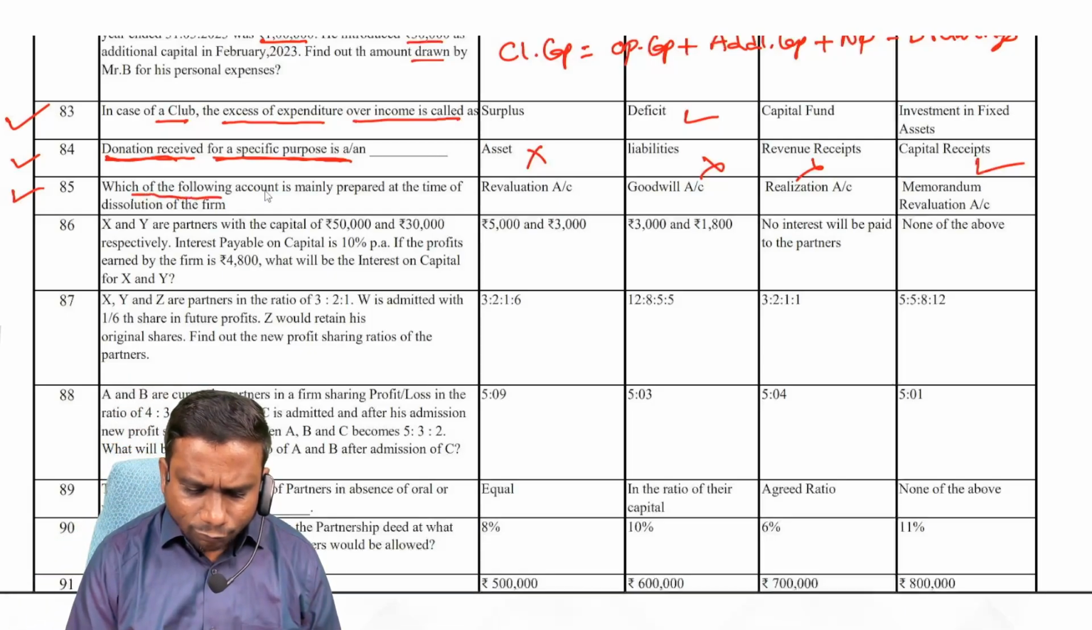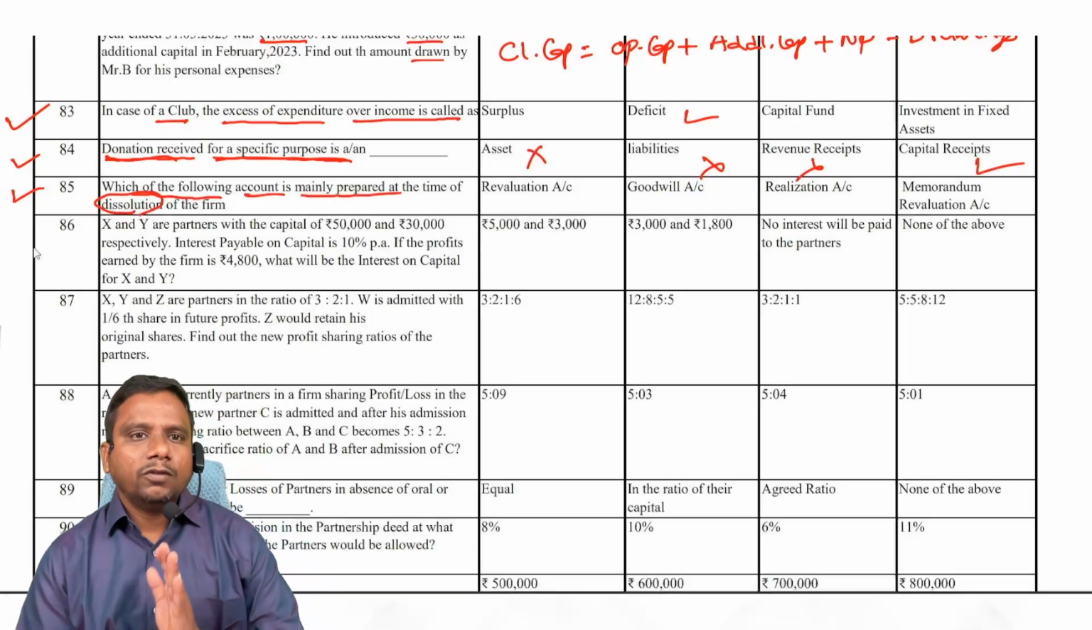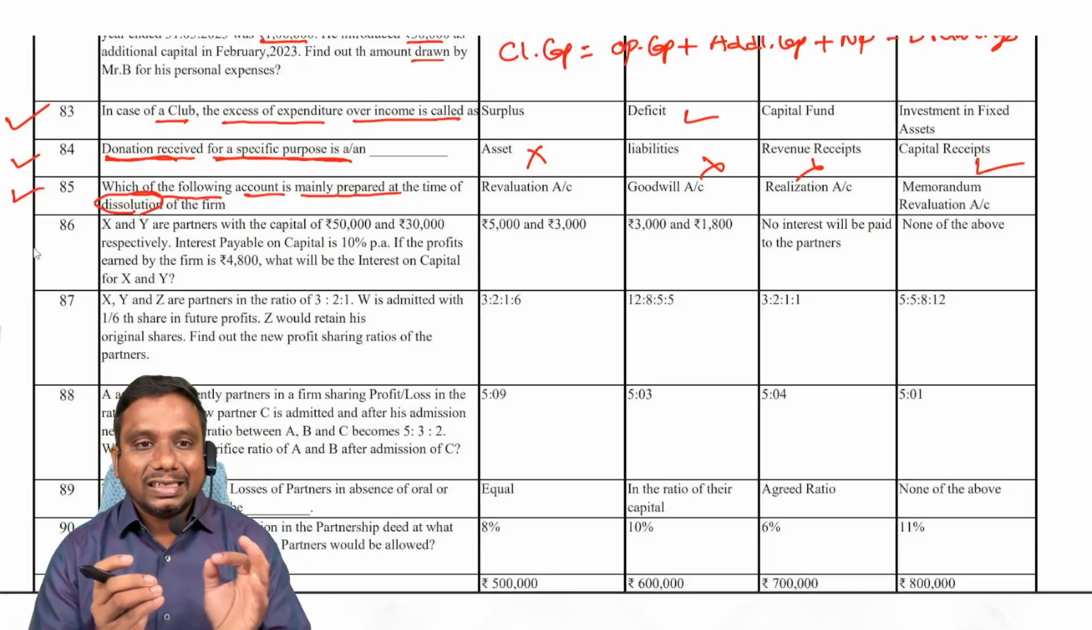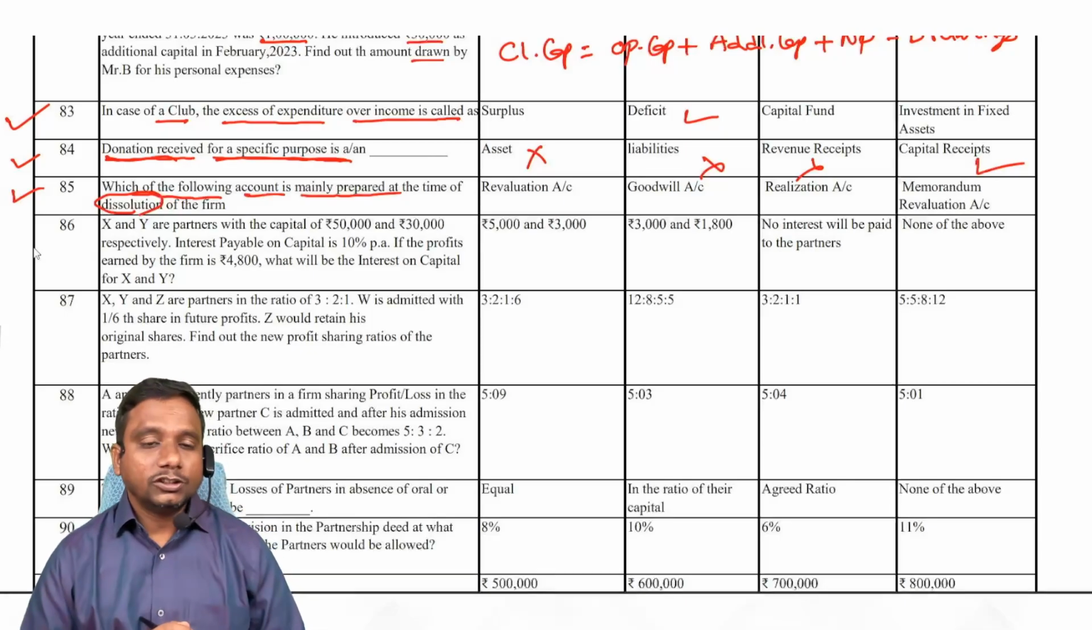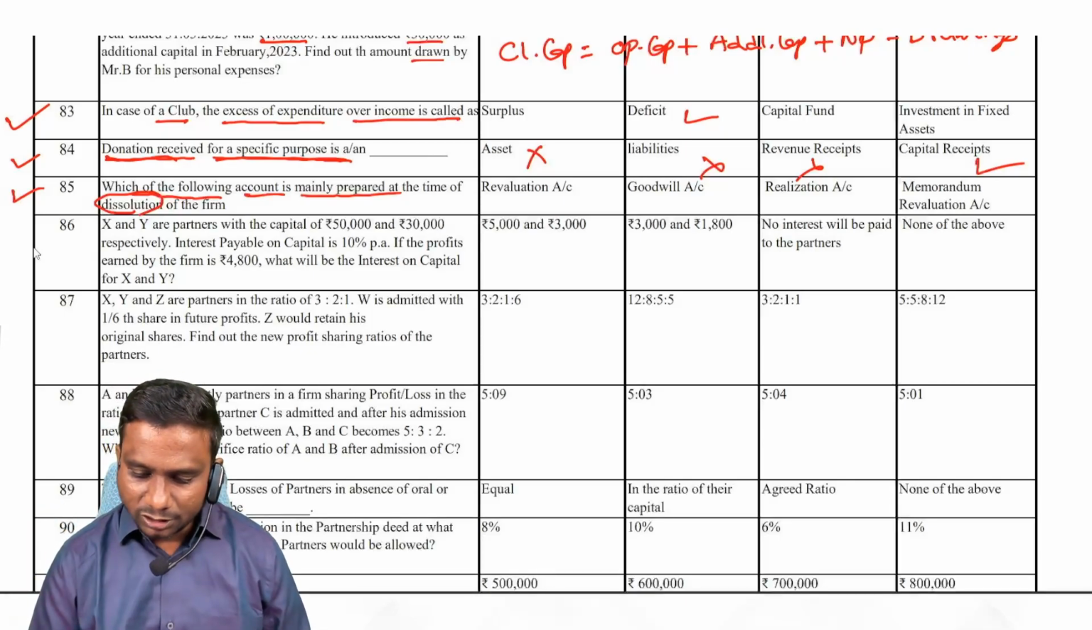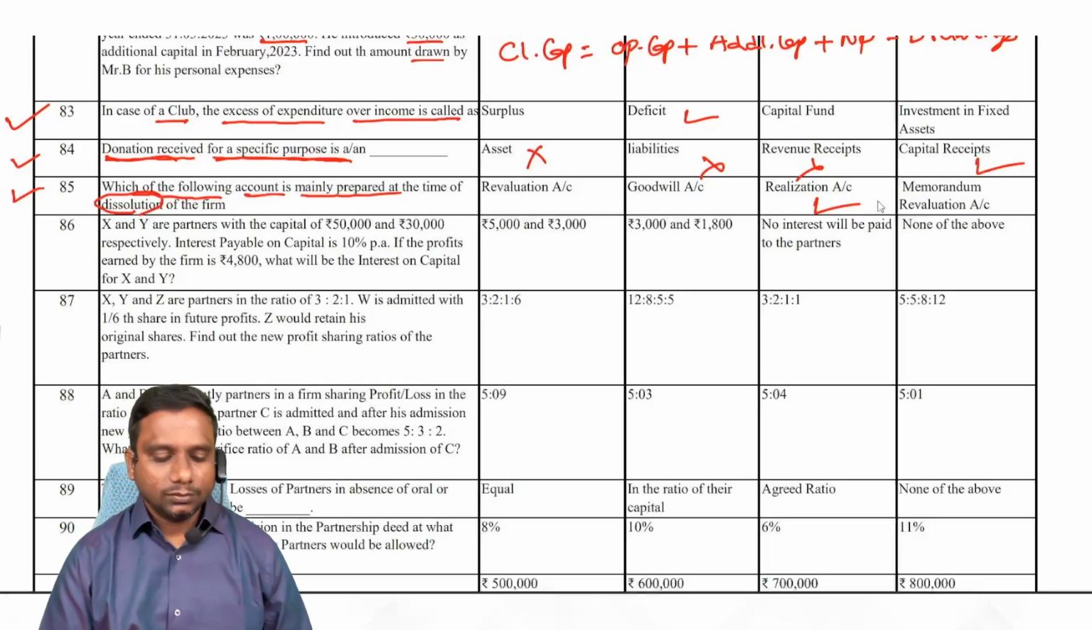85th. Which of the following accounts is mainly prepared at the time of dissolution? See, at the time of dissolution, we prepare the realization account. Don't get confused. It is not the revaluation account. It is the realization account. So which option is correct? D is correct. Next one.